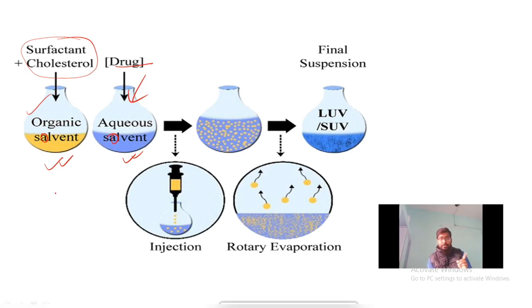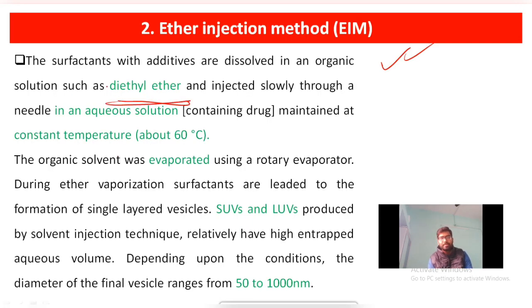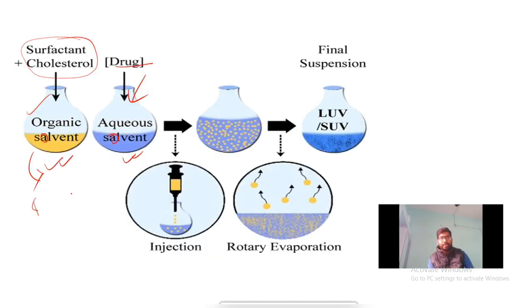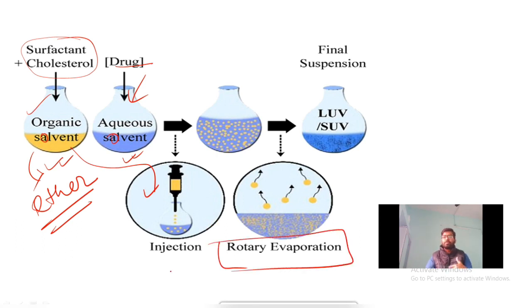Then look what happens here: the organic solvent is ether. Diethyl ether is being used in this method as the organic solvent. So that's why it is known as the ether injection method. Okay, so ether should be used here as the organic solvent. Okay, and you have to pour the ether solution, I mean the organic solvent, drop by drop into the aqueous solution, and after that you have to go for rotary evaporation.